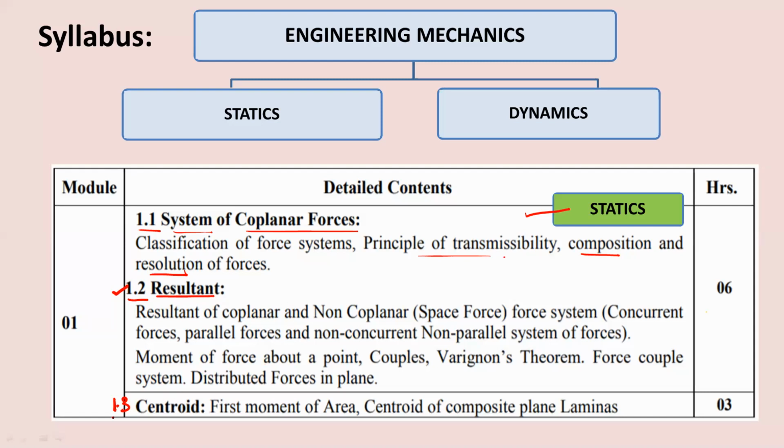And in section 1.3, it is the centroid. So you are familiar with this concept of centroid, or center of gravity. So center of gravity means what? For an object, the whole weight will act from a point, or be concentrated at a point. So that point is called a centroid or center of gravity.